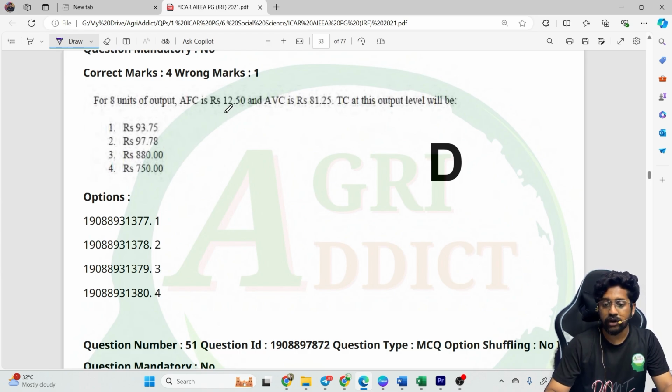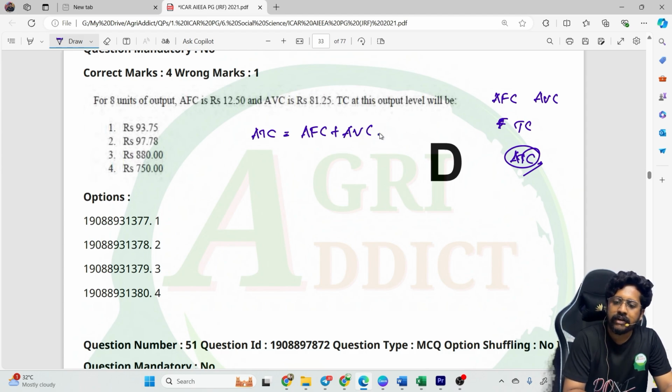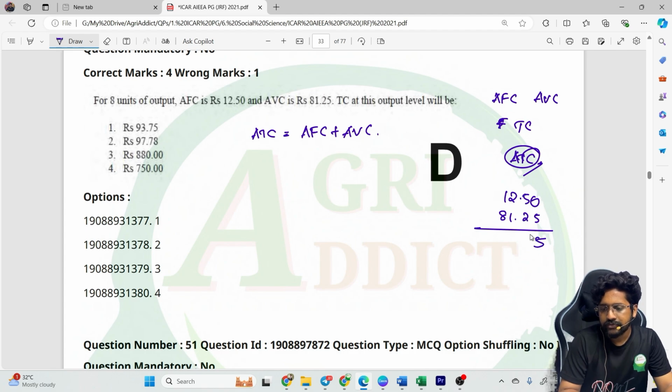For 8 units of output, AFC is 12.50, AVC is 81.25. Total cost at this output level will be. So we have been given the average fixed cost as well as the average variable cost, 12.50 and 81.25, right? We should find the total cost at this output level, and the output level is also given as 8. So from AFC and AVC we can find the ATC, average total cost, which is the sum of AFC and AVC. So average total cost is 12.50 plus 81.25, which is 93.75 rupees.